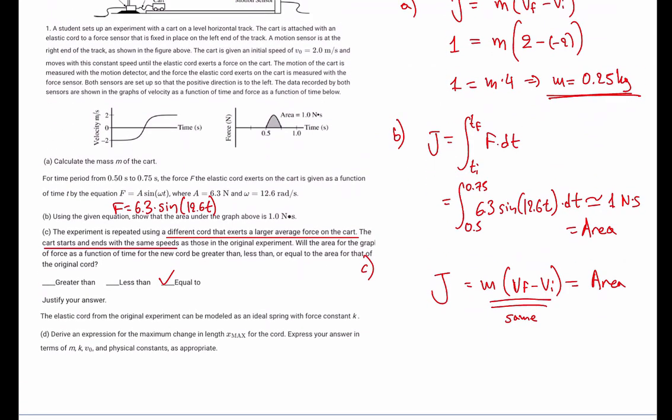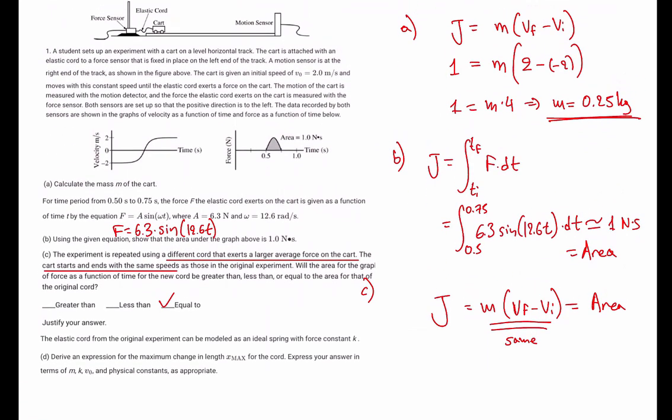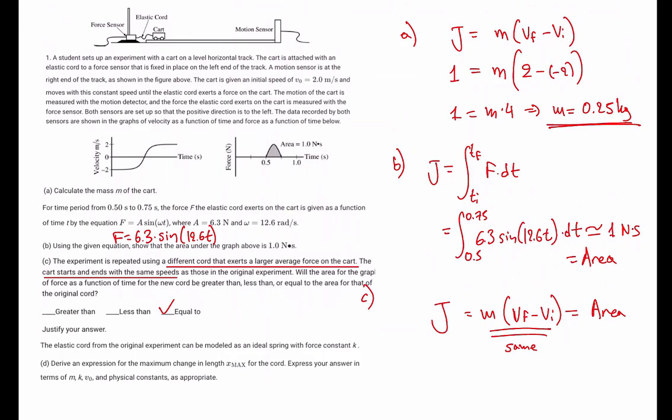And for the last part of this question, we replace the cord with an elastic spring, and we need to find the maximum displacement of the spring, x max. Now, this is not related to the impulse, but it is a nice question related to the law of conservation of energy. The cart is moving with a speed of 2 meters per second, or v0, and it has a mechanical energy before it stops and a mechanical energy when it stops.